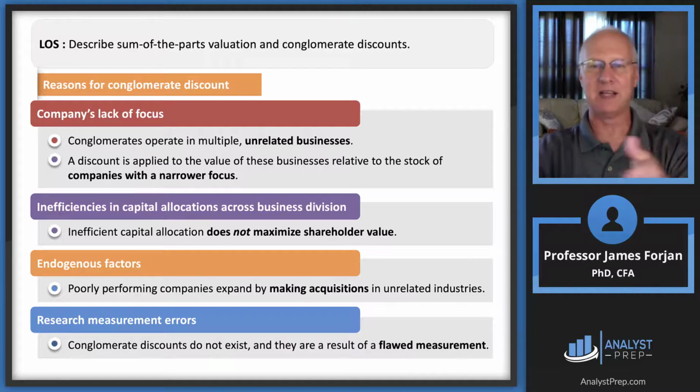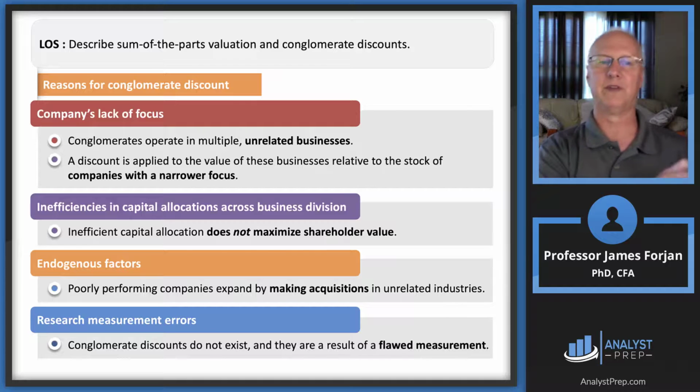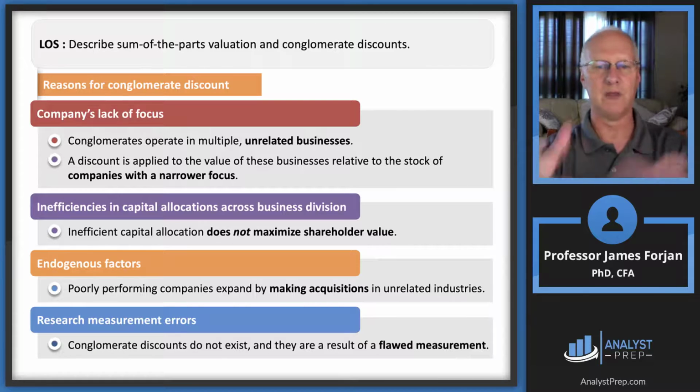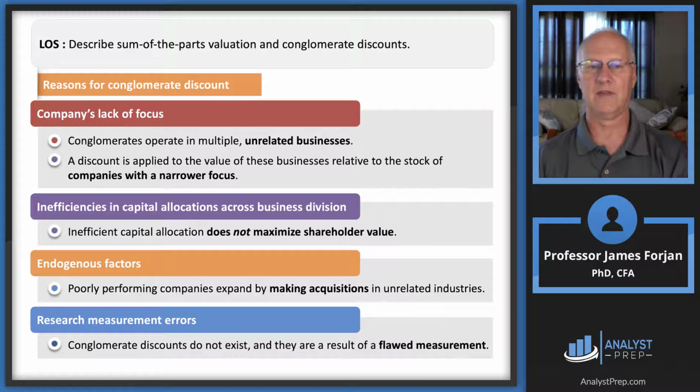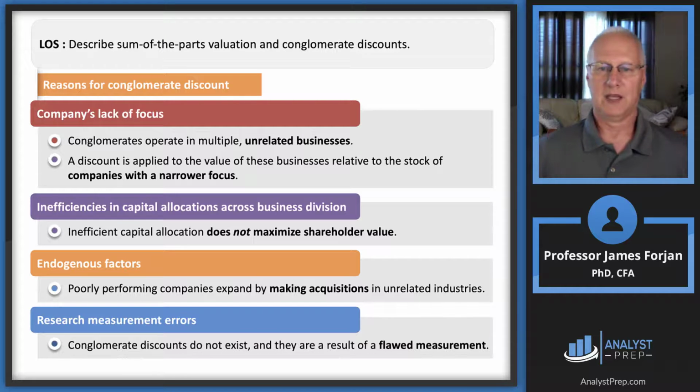And if it's not done in an efficient manner, look at that second point there, inefficiencies in capital allocations across all of those divisions. I think that's what the reading used. I always think of them as silos. So if there's inefficient capital allocation, there's no way it's maximizing firm value.